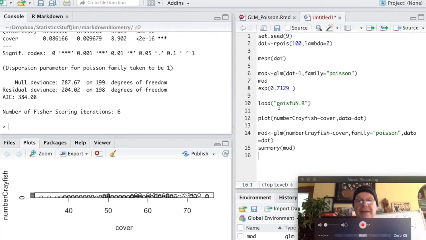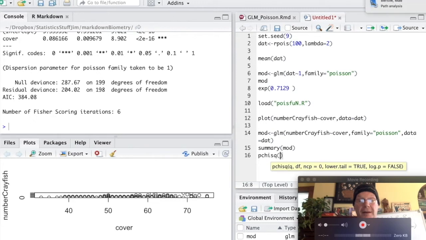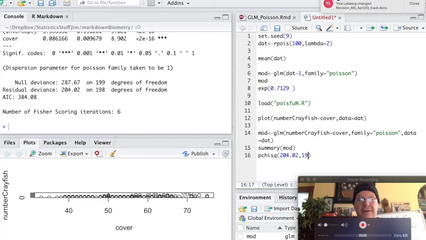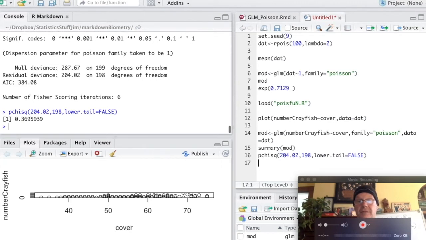But we could check how good we feel about this particular deviance by putting it into a chi-squared distribution, where we have 204.02 and 198 degrees of freedom, and we say lower tail equals false. And that would be the p-value. So that means that our data are not significantly different from our predicted values. So our model's doing a good job at predicting our data, and that should make us feel pretty good.